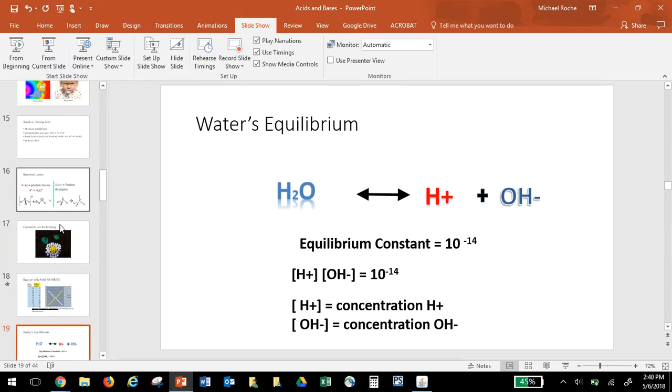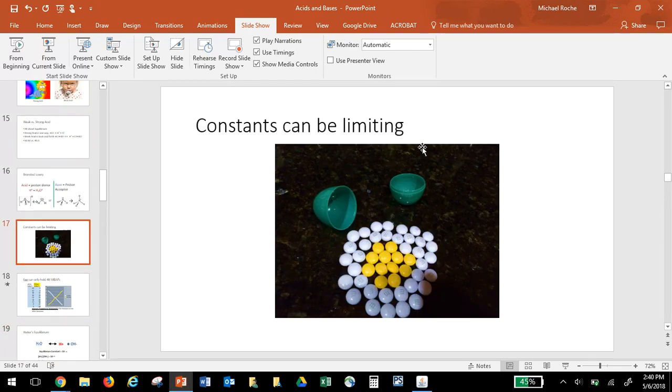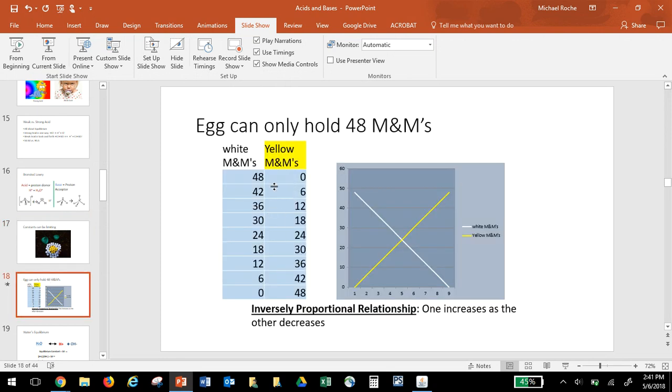And if you think about it, if you have in an egg for Easter a certain number of M&Ms, let's say, what did I go with? I went with 48. So if I can fit 48 M&Ms into an egg and I can only fit white and yellow ones, every time I take out a white one, I need to put some yellow ones in to make the total 48.